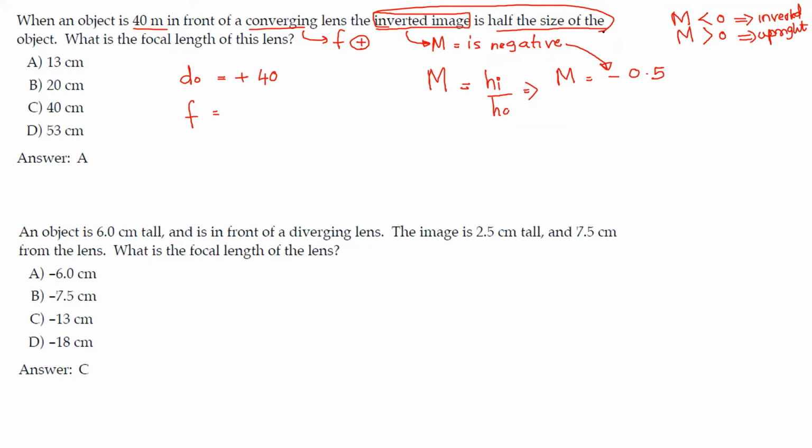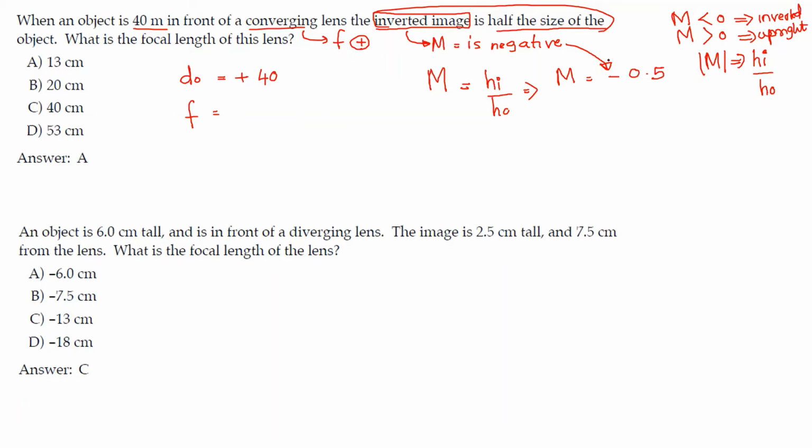Okay. And also we know the value of M tells you the size of the image divided by size of your object. So it tells you how big your image is compared to the object.